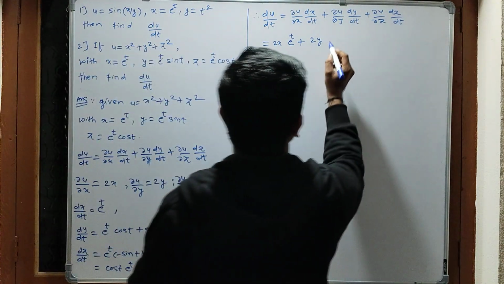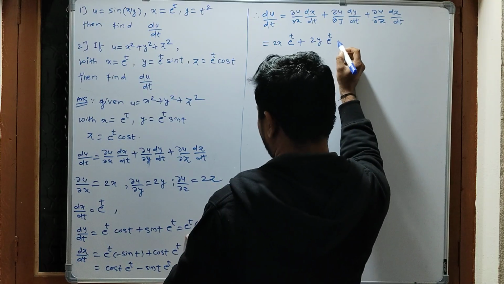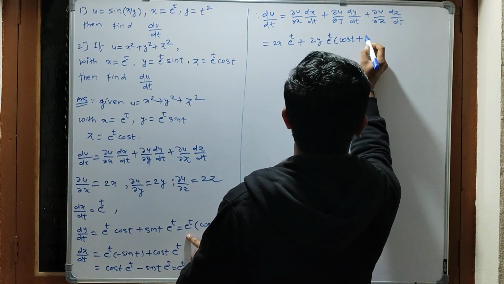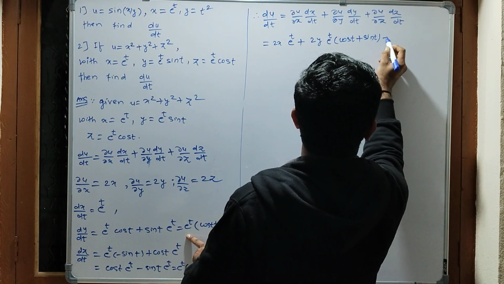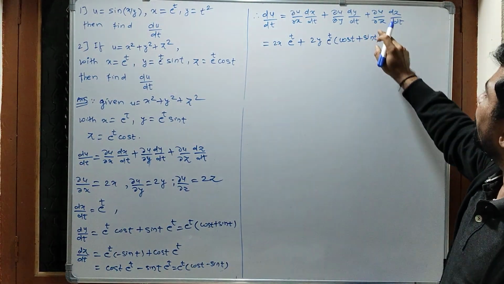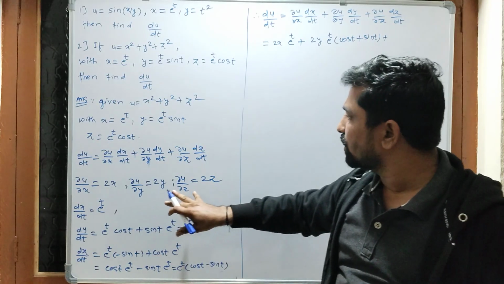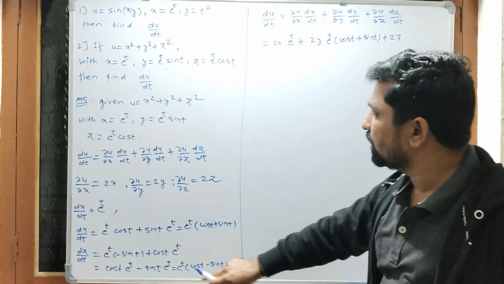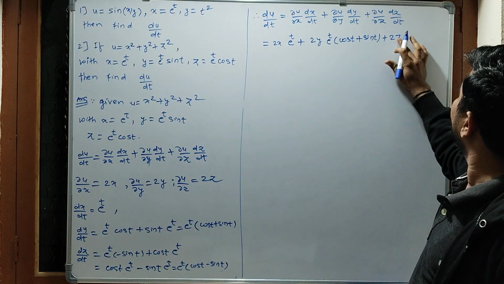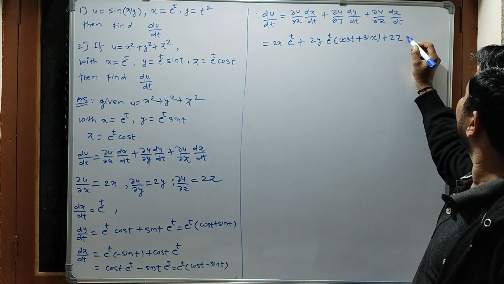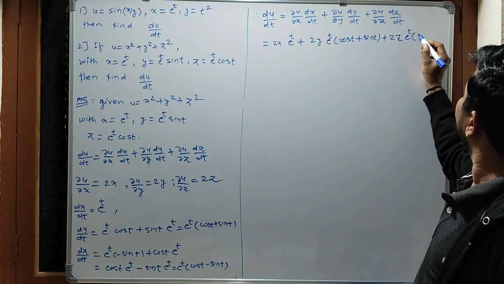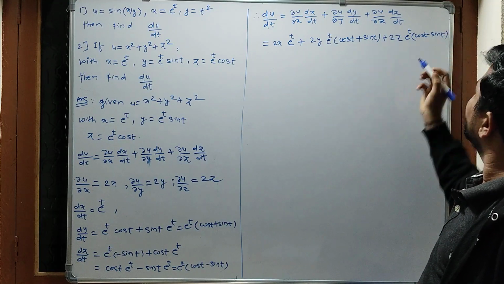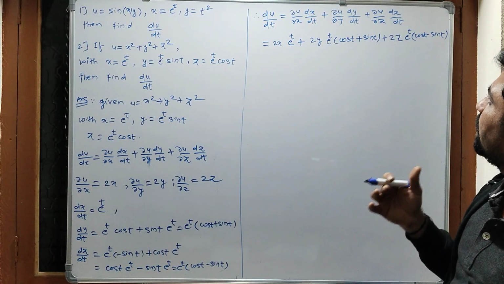So here write this into e to the power t times cos t plus sin t, plus, now dou u by dou z. This is 2z times dz by dt. So here this is my z, dz times this is my e to the power t times cos t minus sin t. So here first convert this whole equation in terms of t.